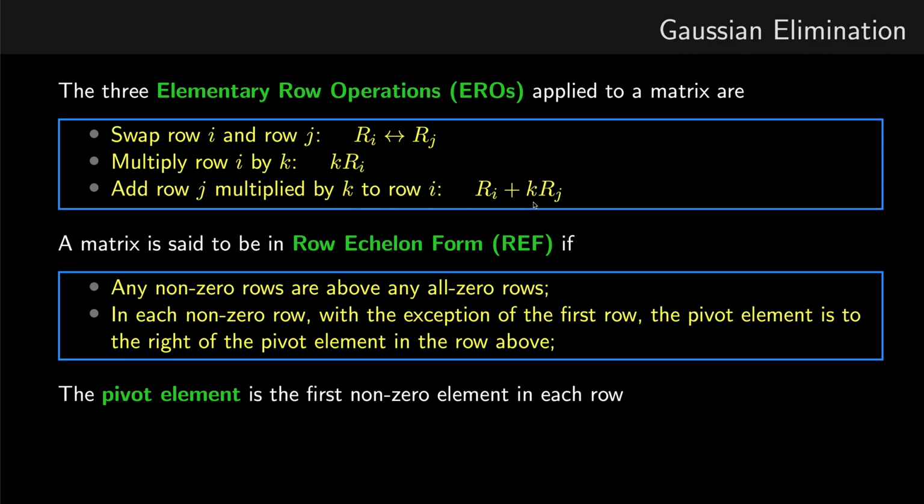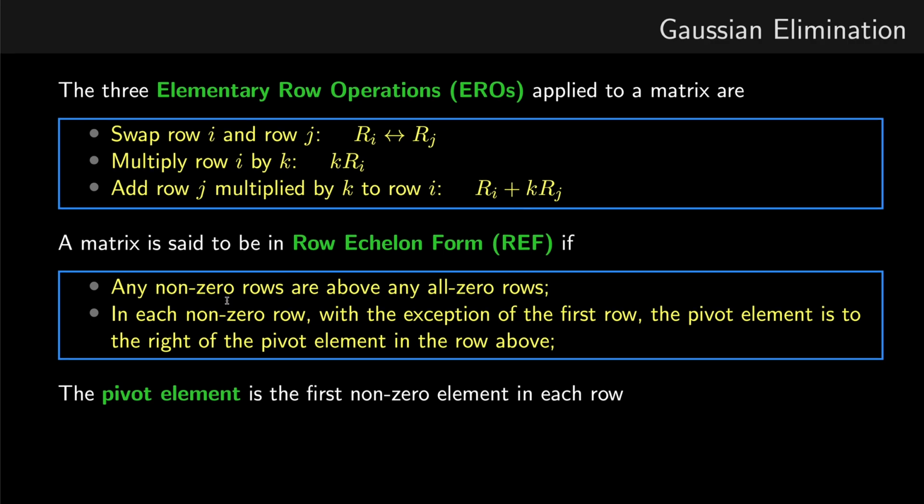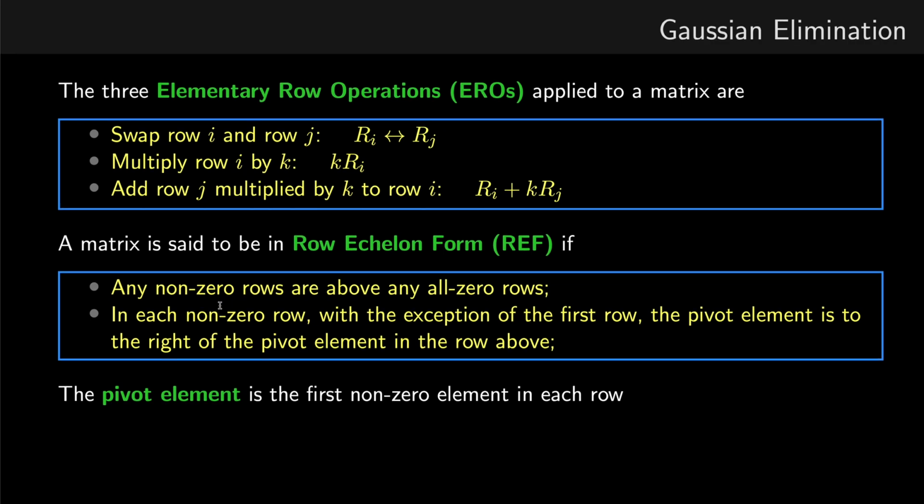Now a matrix is said to be in row echelon form if the following are satisfied. If any non-zero rows are above any all-zero rows, and in each non-zero row, with the exception of the first row, the pivot element is to the right of the pivot element in the row above. Now the pivot element is simply the first non-zero element in each row.